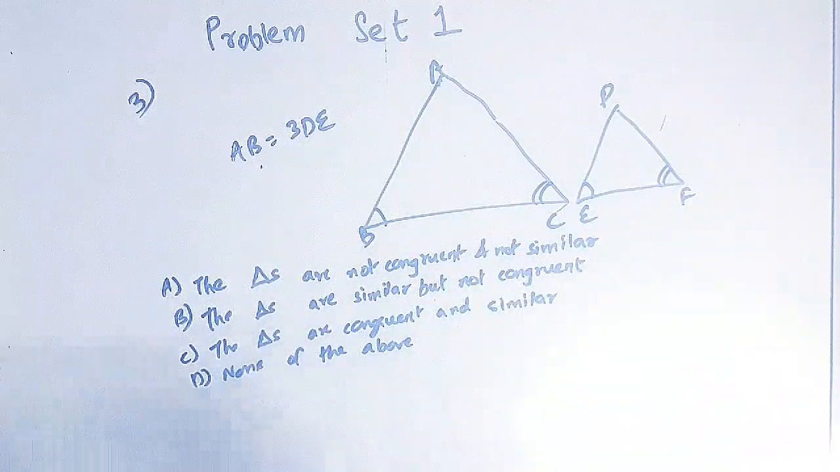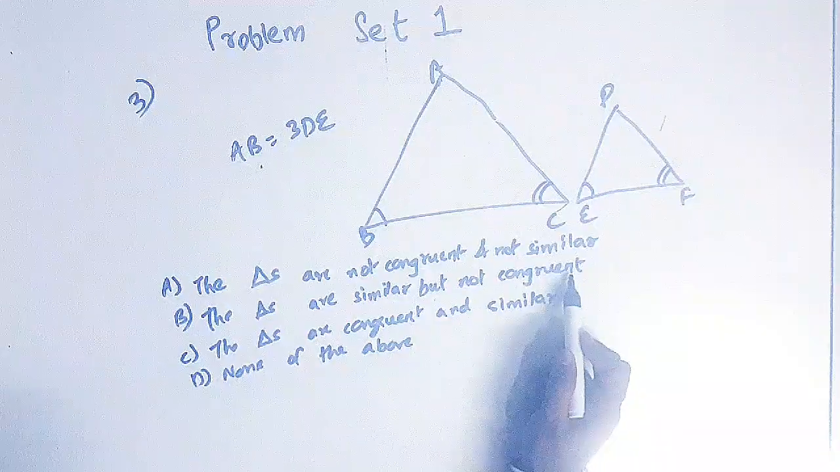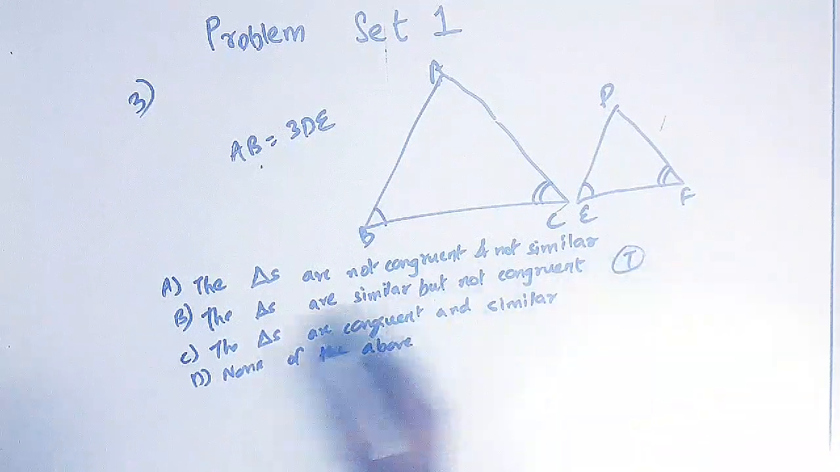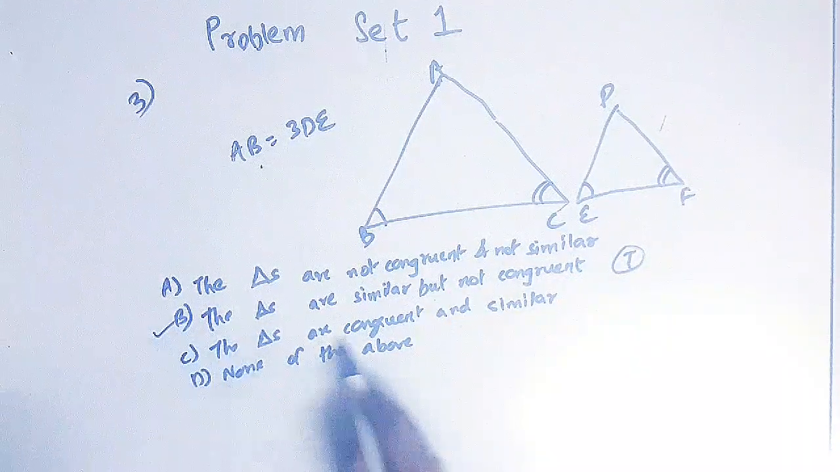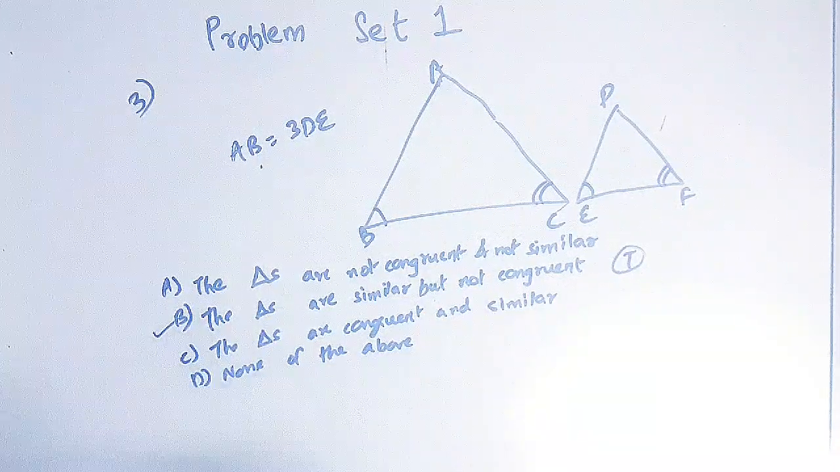So which one of these is correct? Triangles are not congruent, not similar, false. Triangles are similar but not congruent, this is true. Option B. Triangles are congruent and similar, no, none of the above. So option B is your correct option, third one. Let us move on to the fourth one.